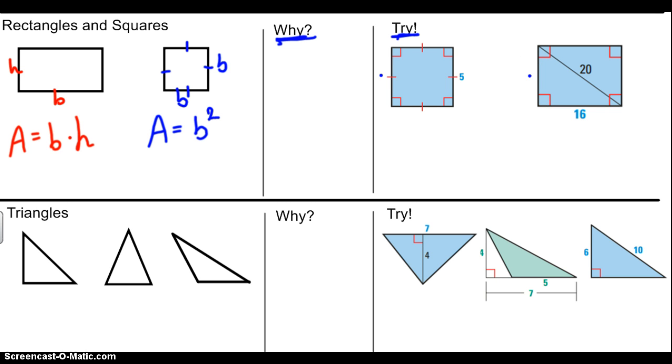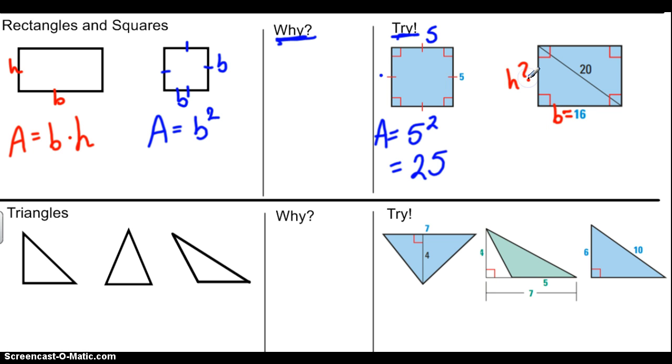Alright, here we go. So, first up we've got the square. We know that all the sides of a square have the same length. So the area of a square is 5 squared, well, or 5 times 5, that is why they call it squared, which is 25. The rectangle is a little more difficult. We know the area of a rectangle is base times height. Now we have our base, that's 16, but we don't know what our height is.